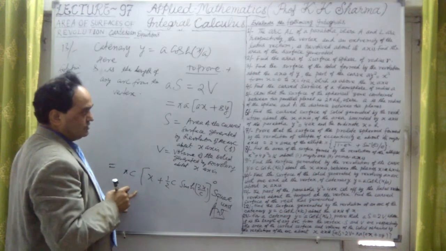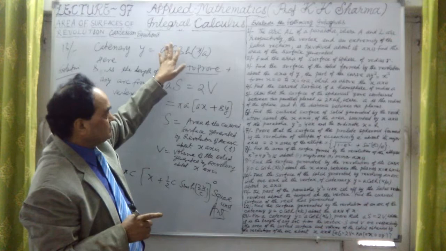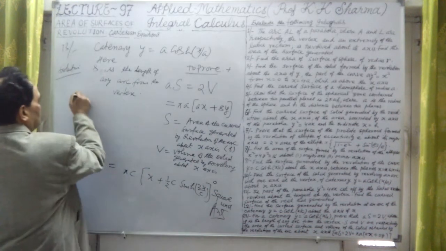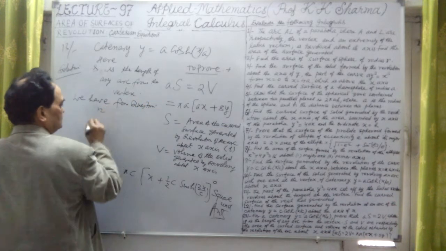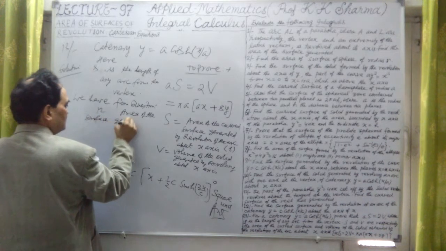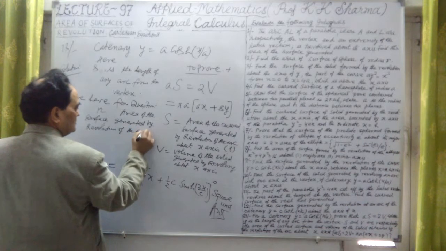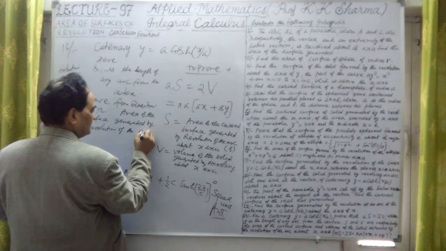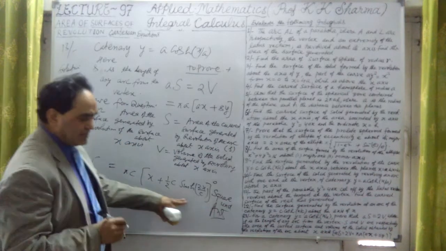Now this is the area. In this, C only is to be replaced by A, because here the curve is A into cos hyperbolic x upon A. This is the same curve, the same catenary type as we took in question 12. So this is the area of the curved surface, the same result as from question 12: the area of the surface generated by revolution of the surface about x-axis. This is capital S, the area.